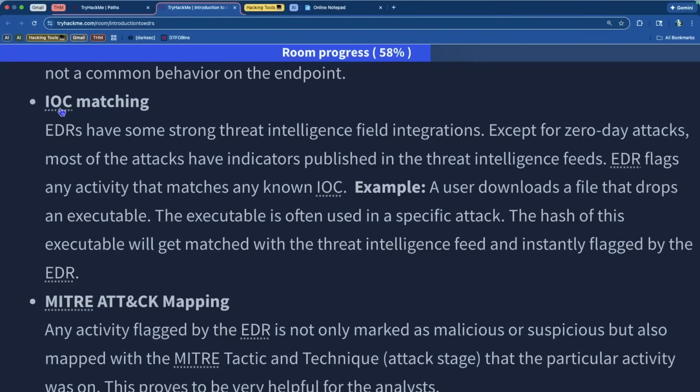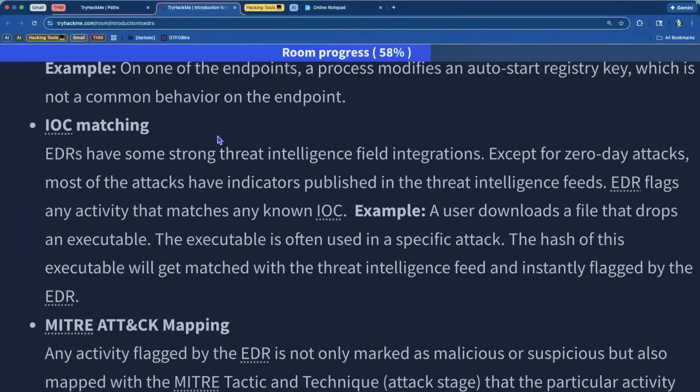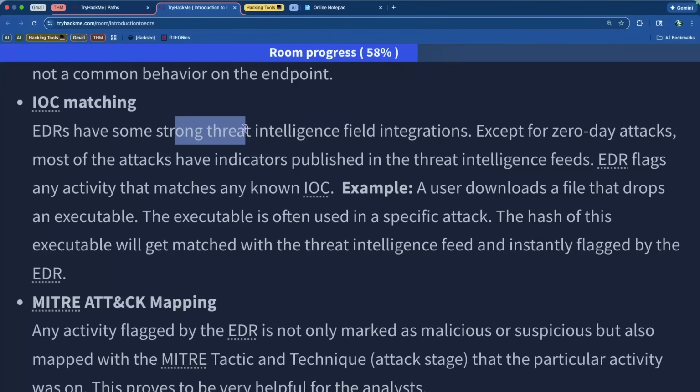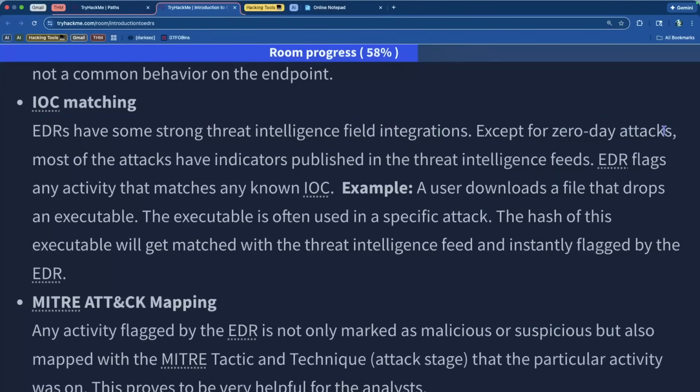Indicator of compromise matching. This is essentially an indication that some kind of compromise has taken place, right? It's a sign that a compromise has taken place. Strong threat intelligence feed integrations can be made into the EDR. Except for zero-day attacks, which are attacks that have not been detected before, they're brand new, so they don't have any kind of record in a threat database, most of the attacks have indicators published in the threat intelligence feeds. All of these things can be known as indicators of compromise, and the EDR can flag activity that matches any of those IOCs.